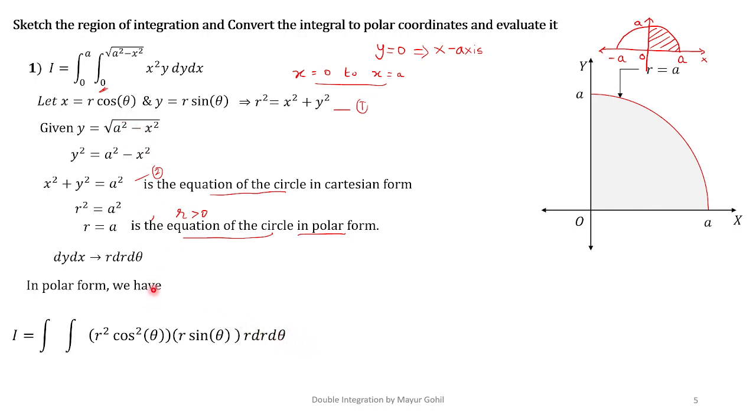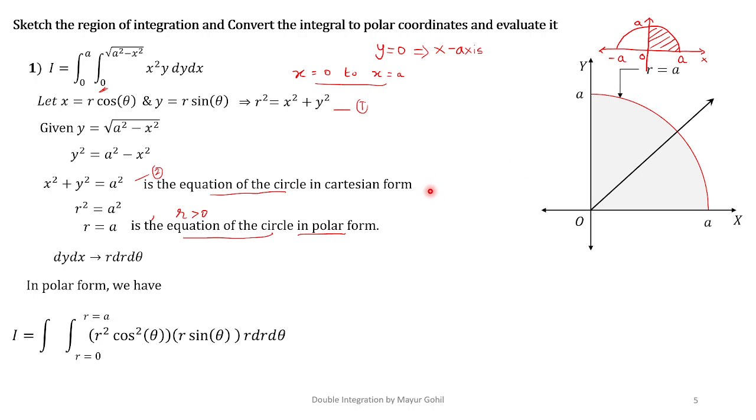Alright. Now we have to write the limits. For the limits of r, as in the previous theory lecture we had seen, we need to draw a ray starting from the origin that passes across the region. So here you can see it is cutting the red boundary, which is the boundary of the circle r equals a. So the limits for radius are going to be r going from 0 to a.